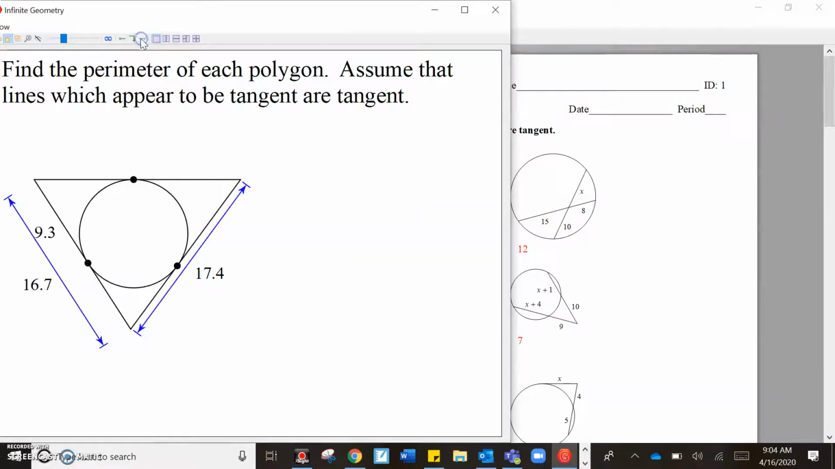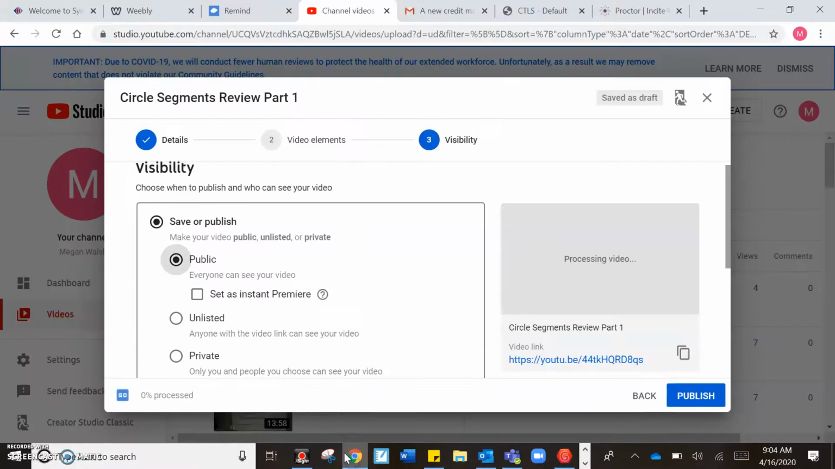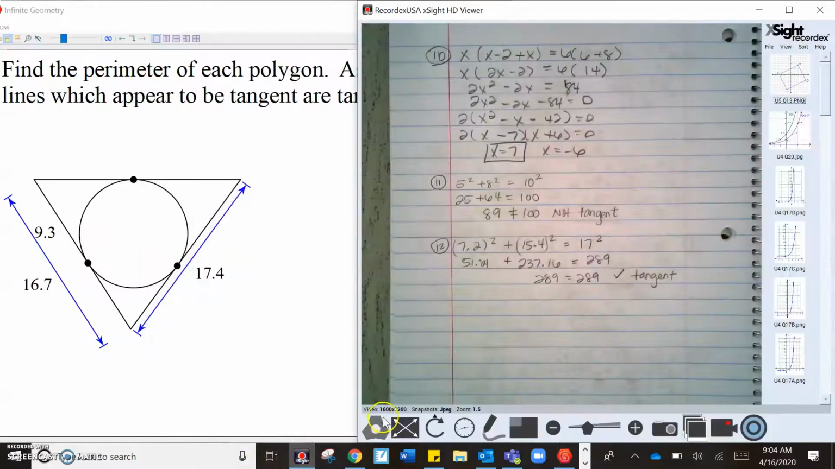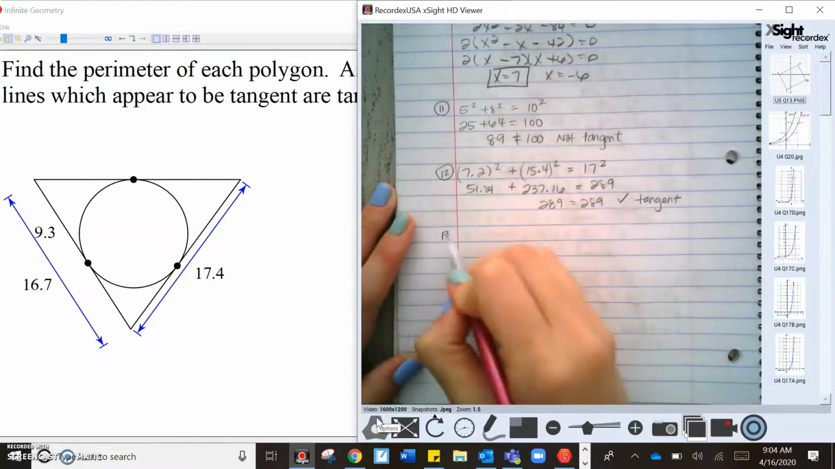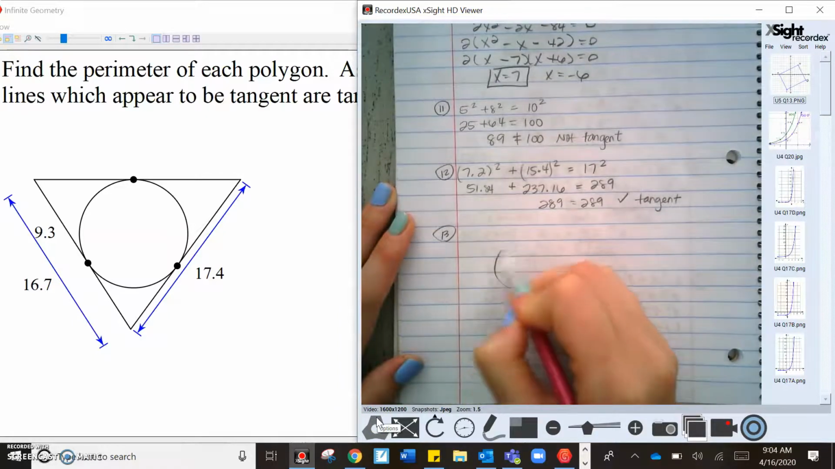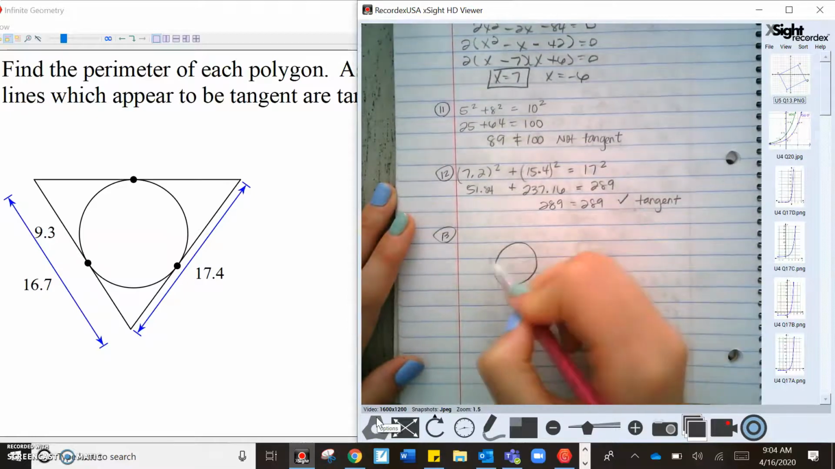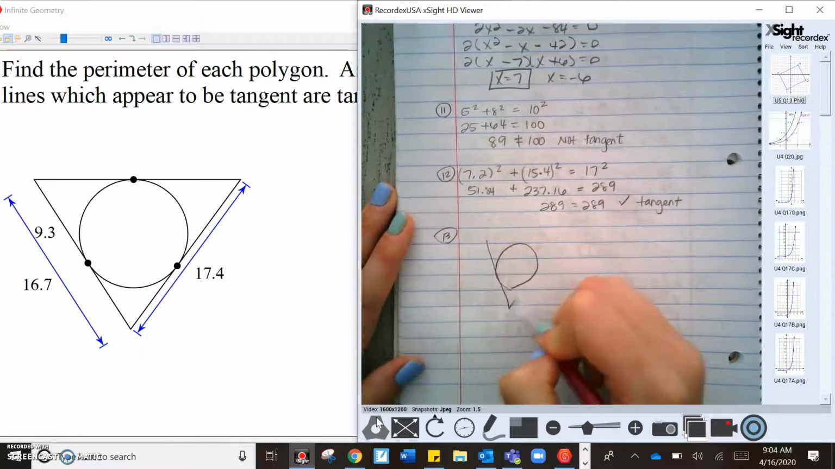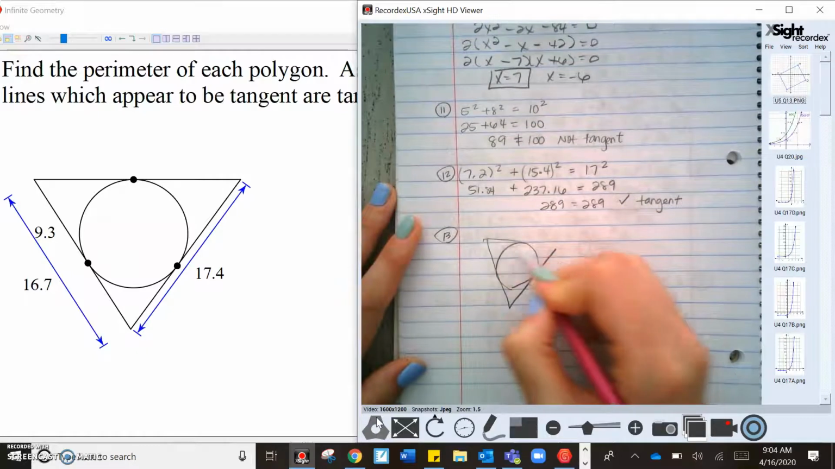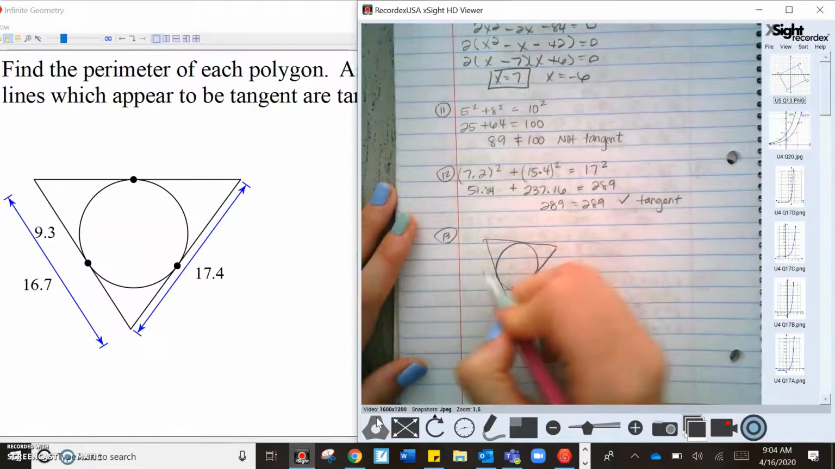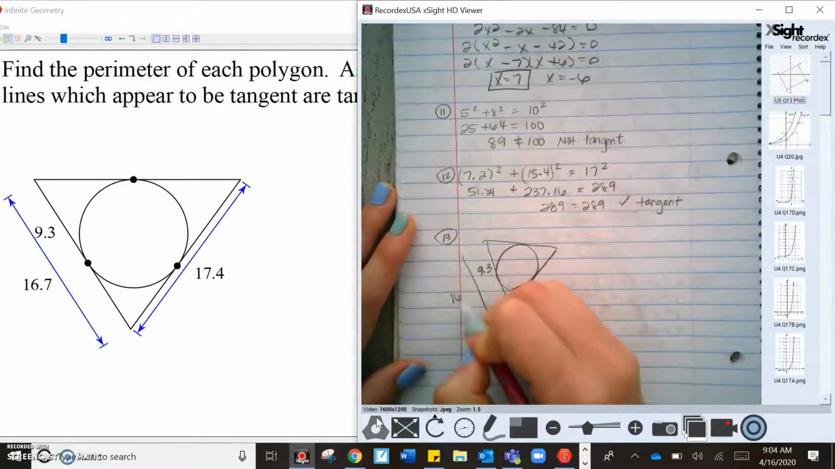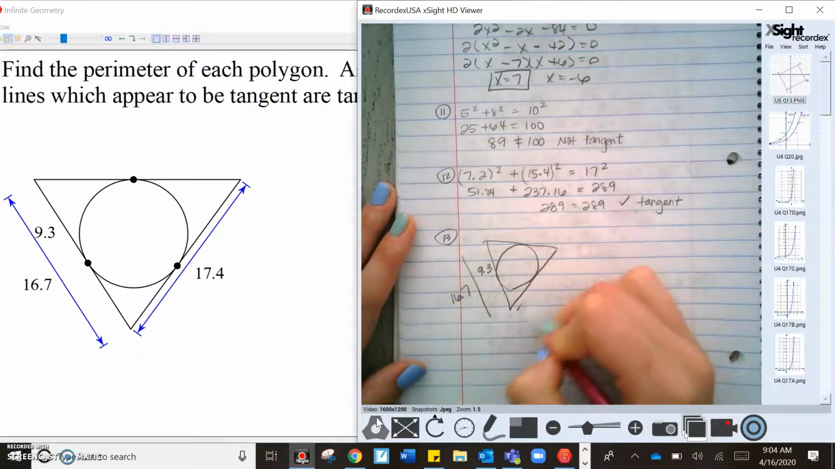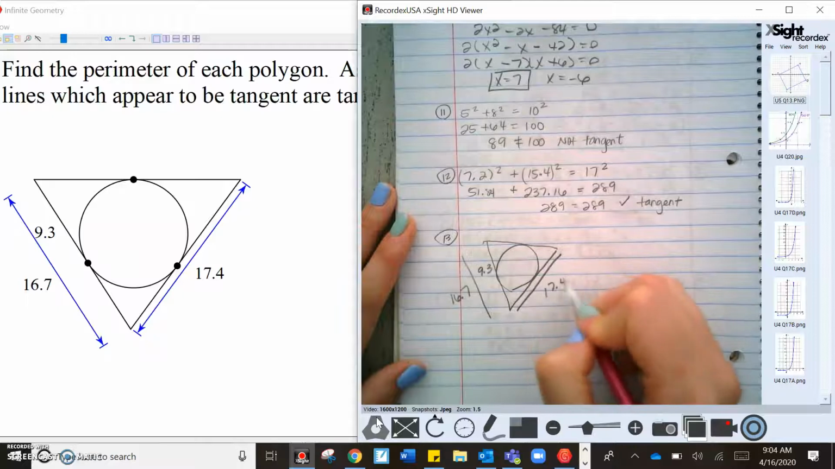Last example here, we have a party hat problem. So I'm going to recreate this so we can better remind ourselves what's going on here. So they drew out a fairly simple triangle. They said this is 9.3, but they said the whole side is 16.7. They said this whole side is 17.4.